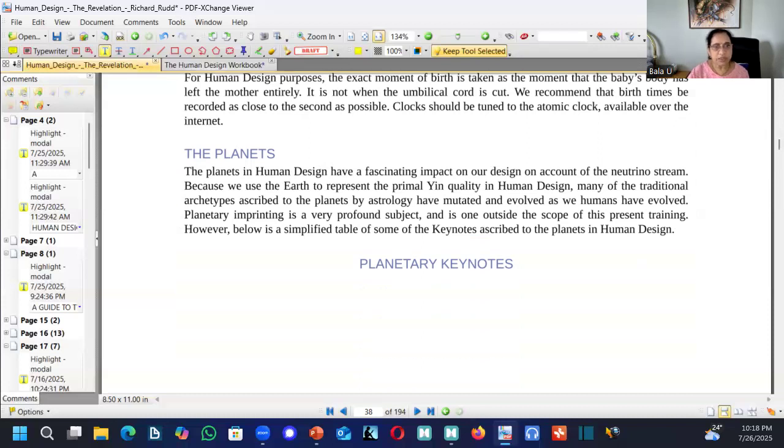The planets. The planets in human design have a fascinating impact on our design on account of the neutrino stream. Because we use the earth to represent the primal inequality in human design, many of the traditional archetypes ascribed to the planets by astrology have mutated and evolved as we humans have evolved. Planetary imprinting is a very profound subject and is one outside the scope of this present training. However, below is a simplified table of some of the keynotes ascribed to the planets in human design.